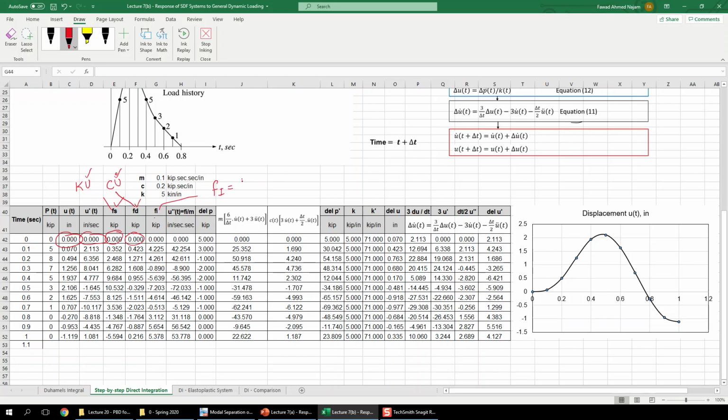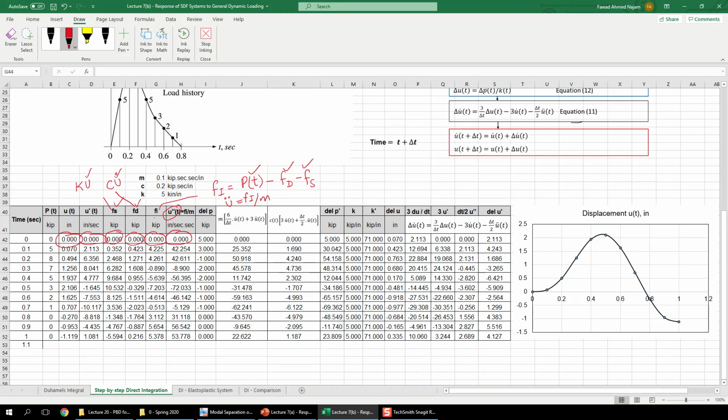Fi is equal to P of t minus Fd minus Fs. Since P of t, Fd and Fs are all 0 for this time step, Fi will also be 0, and u double dot will be calculated in the next step as Fi over m. Fi over m is equal to u double dot. So that also will be 0 for this case, for this first time increment.